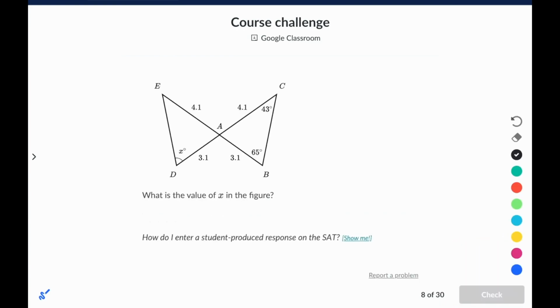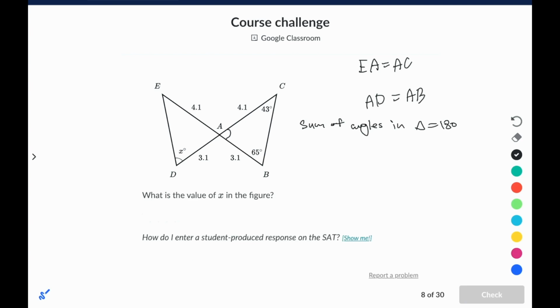Okay, what is the value of x in the figure? So we can see that EA equals AC. That's the first observation we make. And the next observation we're making is AD equals AB. So I'm guessing we might be dealing with some kind of similarity. And we should remember something: the sum of angles in a triangle equals 180. So using that we can find this angle.